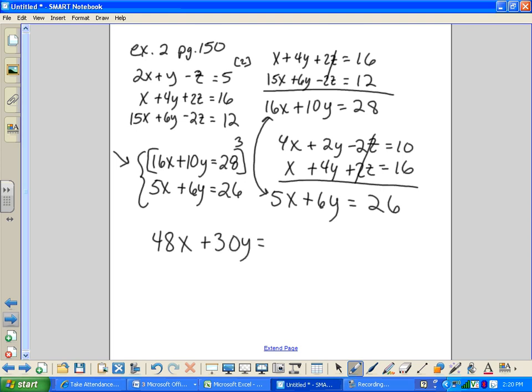equals, and then let's see, 28 times 3 is 84. Okay, so now that's the 30. Now to get this one to negative 30, I'm going to have to multiply that equation by negative 5. So when I multiply that one by negative 5, I'm going to get negative 25x minus 30y, and then 26 times negative 5 is negative 130.